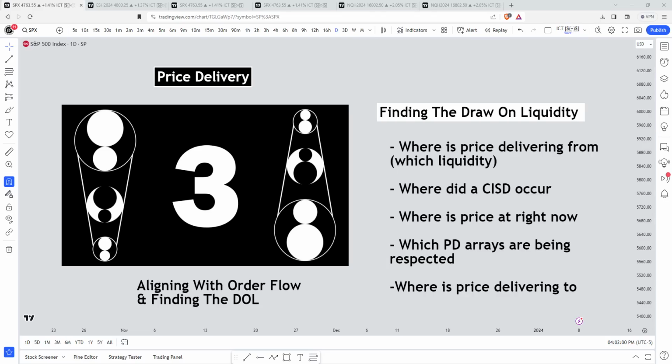We're going to be talking about aligning yourself with order flow and finding the draw on liquidity. There's a checklist that I go through to find the draw on liquidity, and this is a repeatable checklist, so you could always follow this with this model. You need to have the knowledge of episode 2, so if you don't know what a change in the state of delivery is, we talked about that in the previous episode. That is what CISD is, so make sure you watch that before watching this episode.